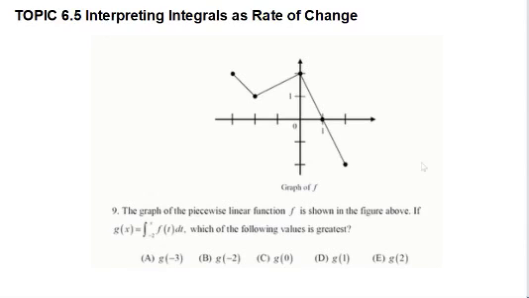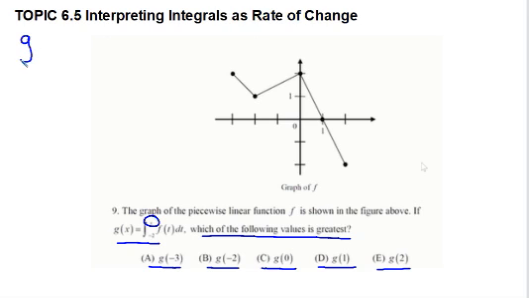All right, today we're covering topic 6.5, which is interpreting integrals as a rate of change. And this first problem gets us started, and we're looking at the graph of a piecewise function that's shown in the figure. And the function is defined as the integral of a function. And so we have to consider it that way. They ask which of the following values is greatest. So on all of these values, we have to plug the number in for x in this integral, all right?